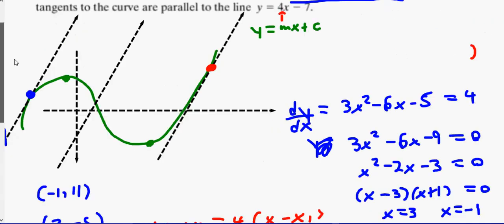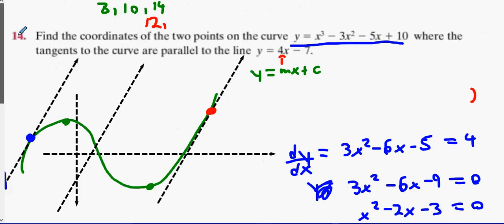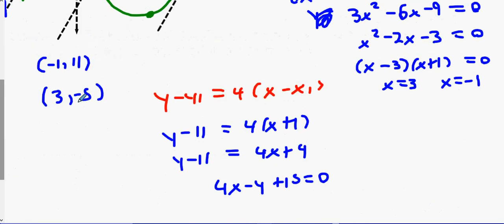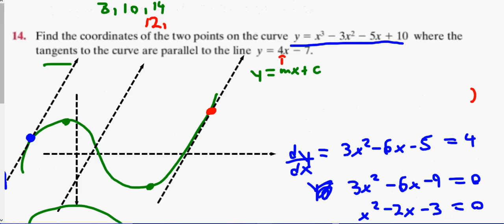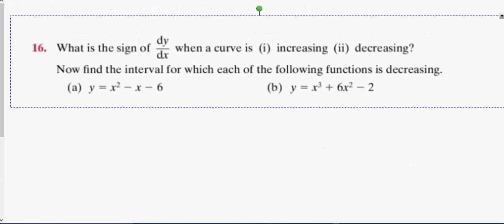Oh, it just says find the coordinates, does it? Oh, I am done. Sorry, I'm wrong. I was going to get the actual equation of the tangents. Sorry, lads, I'm wrong. Just the two coordinates will do you nicely. All right? Awesome. That's 14.